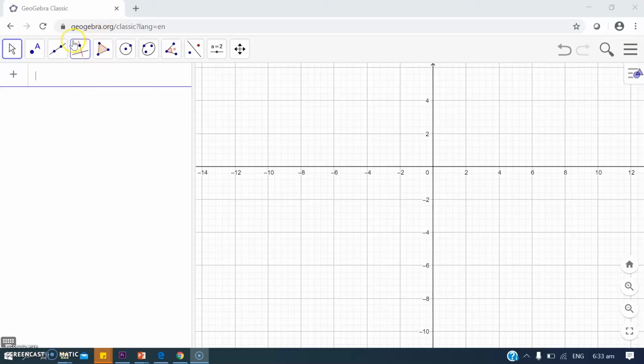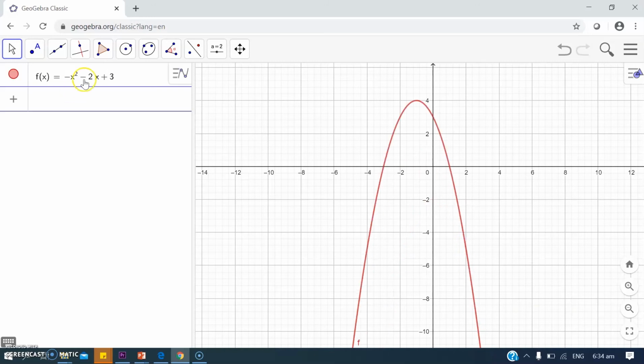Now, I want to show you how we can plot a quadratic equation using Geogebra. This is the link of Geogebra. You can input your function here. Let's say we want to plot our example 1, which is f equal to -x to the power of 2 minus 2 times x plus 3. Geogebra will automatically give us the output of this parabola.